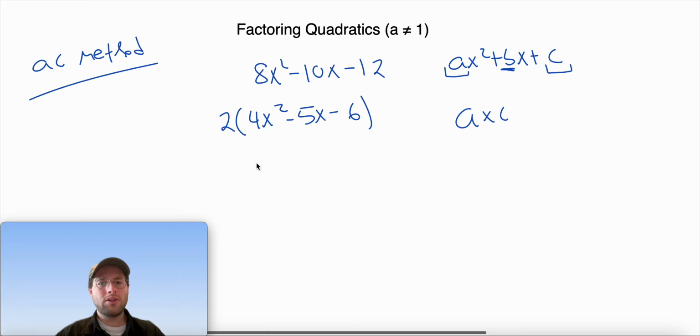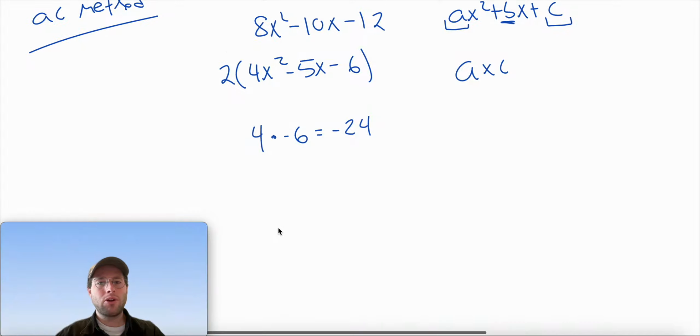And so now we want to use the AC method. We're going to be looking at this 4, our a, and then multiply that by the negative 6 here, our c. So 4 times negative 6 gives us negative 24. And now we want to find two numbers that when we multiply them together, we get negative 24, and when we add them together, we get negative 5. Two numbers that would work would be negative 8 and positive 3, because negative 8 times 3 is negative 24, and negative 8 plus 3 is negative 5.